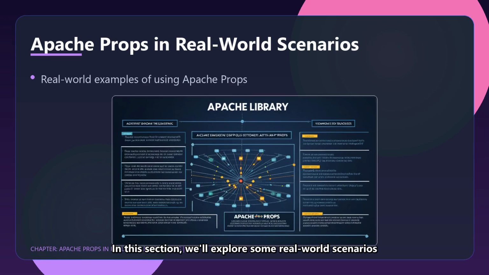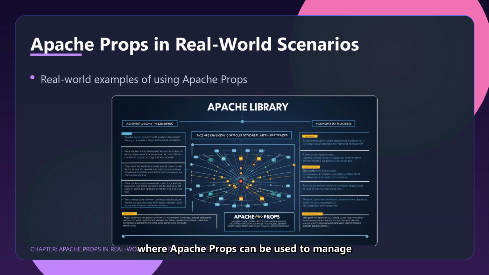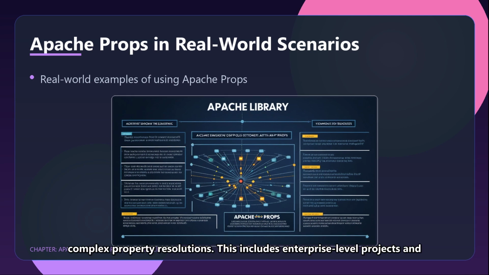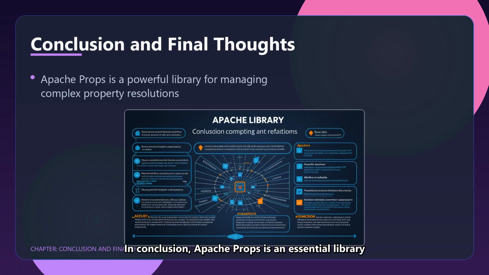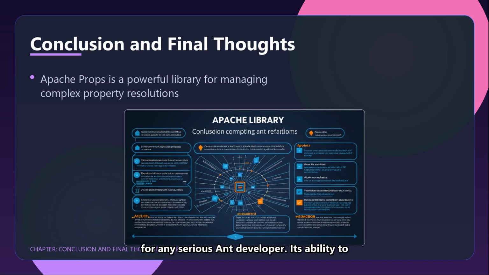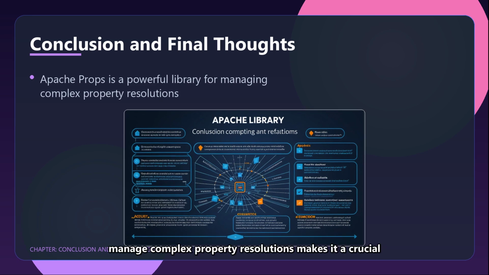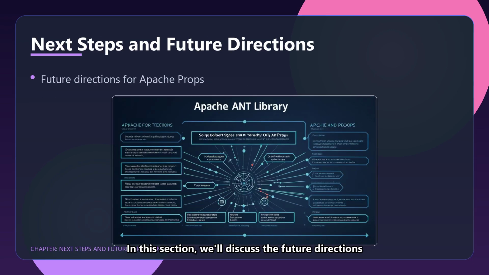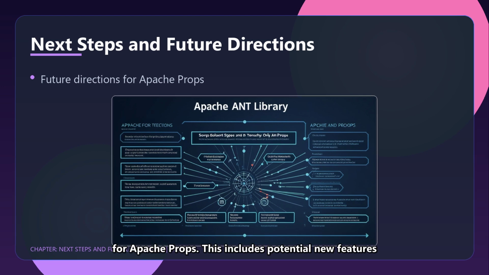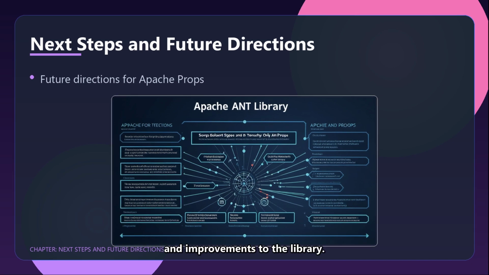In this section, we'll explore some real-world scenarios where Apache Props can be used to manage complex property resolutions. This includes enterprise-level projects and microservices architecture. In conclusion, Apache Props is an essential library for any serious Ant developer. Its ability to manage complex property resolutions makes it a crucial tool for building efficient and effective applications. In this section, we'll discuss the future directions for Apache Props. This includes potential new features and improvements to the library.